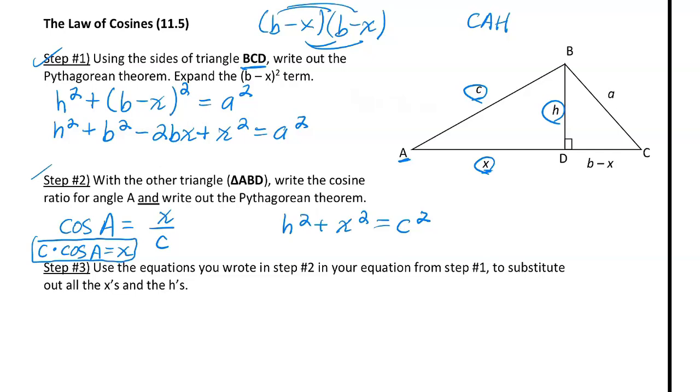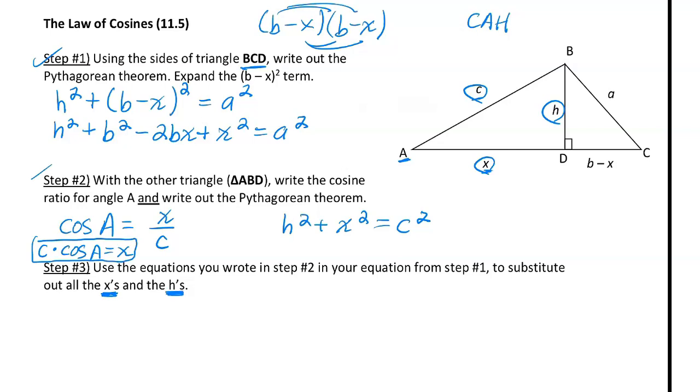Now basically what we're going to do is merge all these equations together and then find a formula that we could use to find missing side lengths and missing angle measures for a triangle that isn't a right triangle, meaning this triangle, ABC, does not necessarily have to be a right triangle to be able to find its angle measures and its side lengths. So step three, use the equations you wrote in step two in your equation from step one to substitute all the x's. So we want to get rid of all the x's and get rid of all the h's.